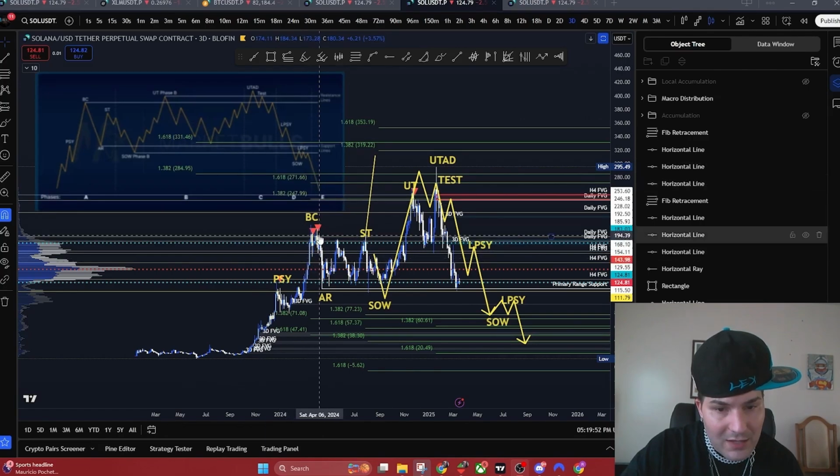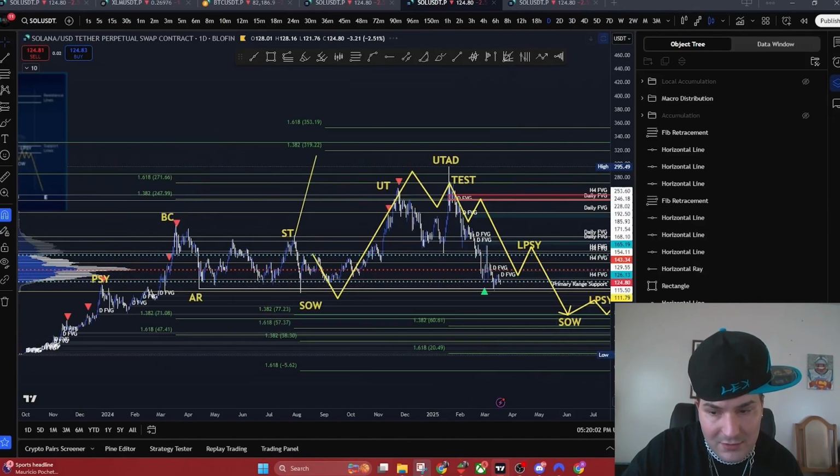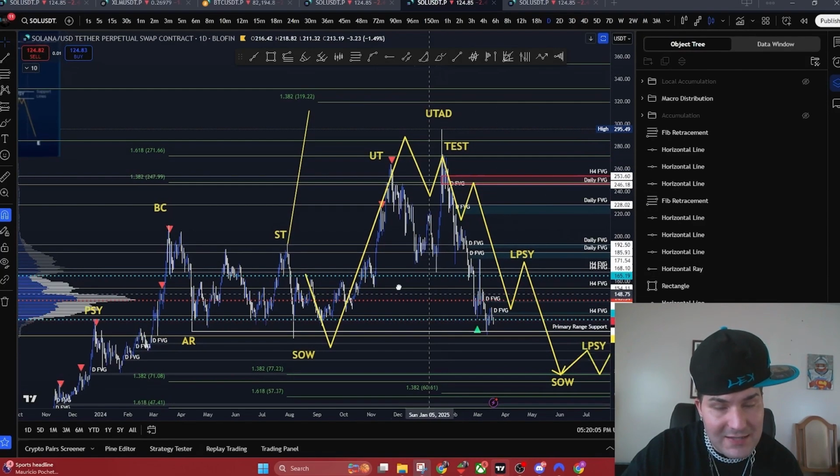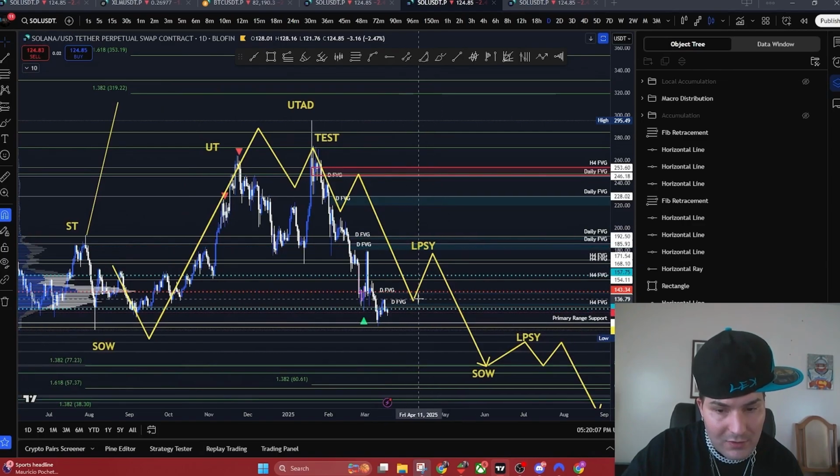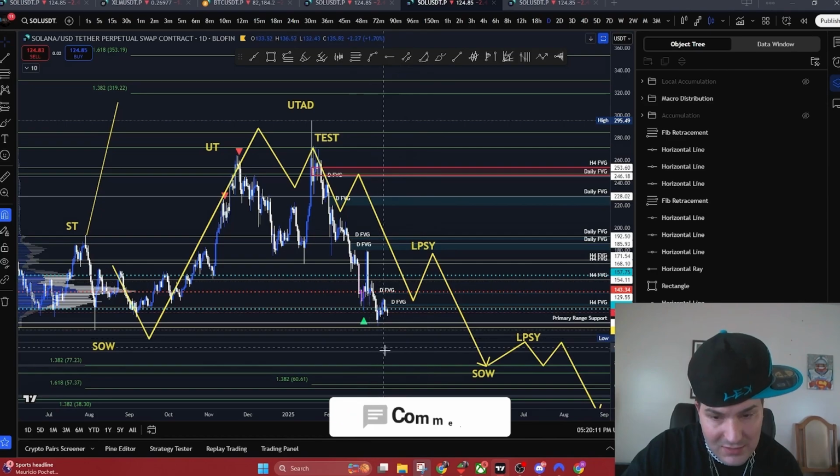Now you had your buy climax, your AR, secondary test, sign of weakness, came up here with the UT, back down, UTAD, test, and now we came with the LPSY. I guess I have to zoom in so you can see that a little better, because that happened exactly where it was supposed to happen. Where it came down, put this low right here, bounced back up to here, and then continued down.